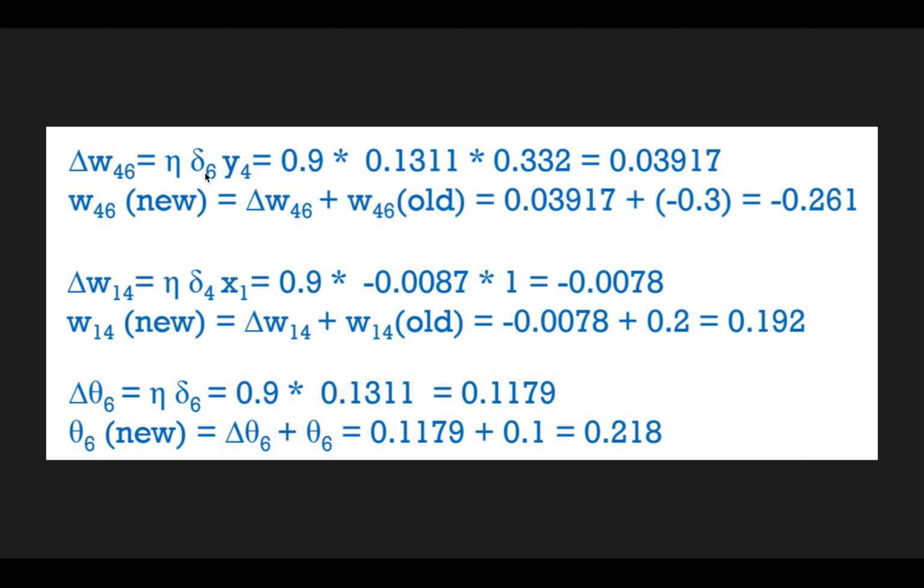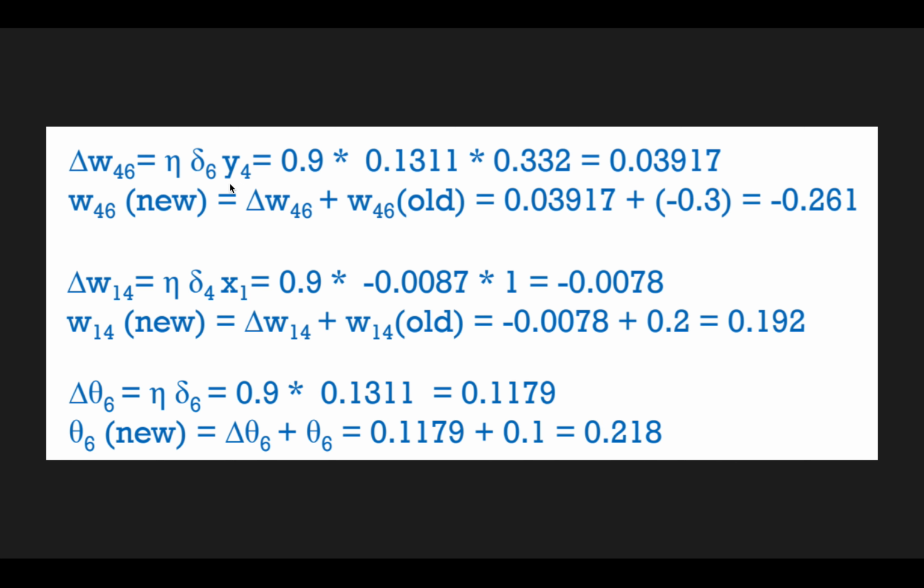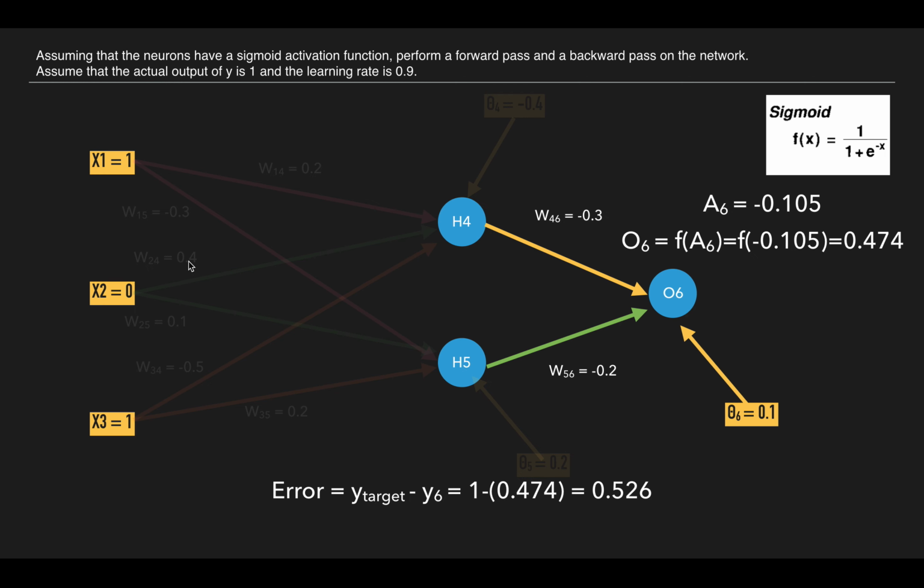After that we can calculate our delta w. For example for 4 to 6, we will calculate the learning rate times delta 6 times y4. We have given 0.9 as the learning rate, and delta 6 we have calculated over here as 0.1311, and y4 we have 0.332. So we can get the delta value. Then we add this delta value to the previous old value, and we get our updated w from the fourth node to the sixth node. Similarly we can do it for 1 to 4 and every other node in the network.